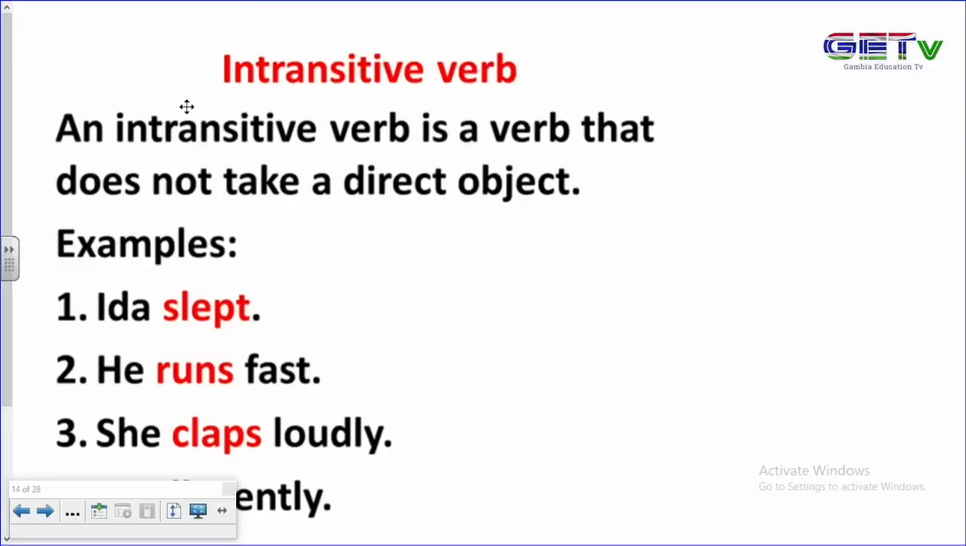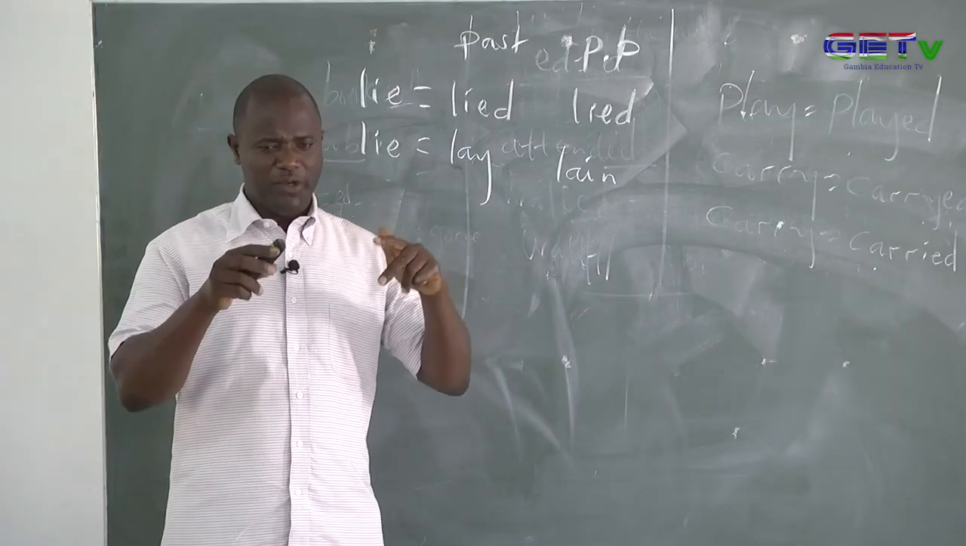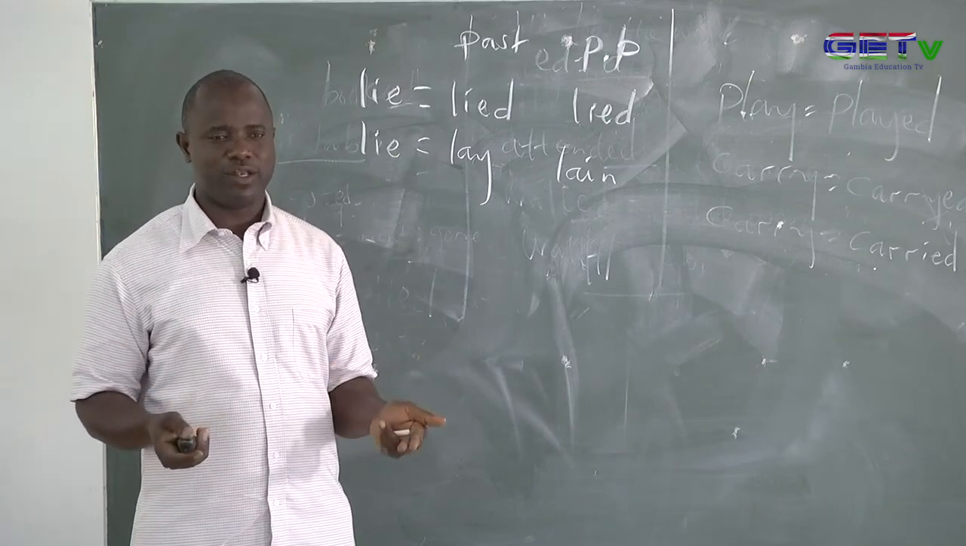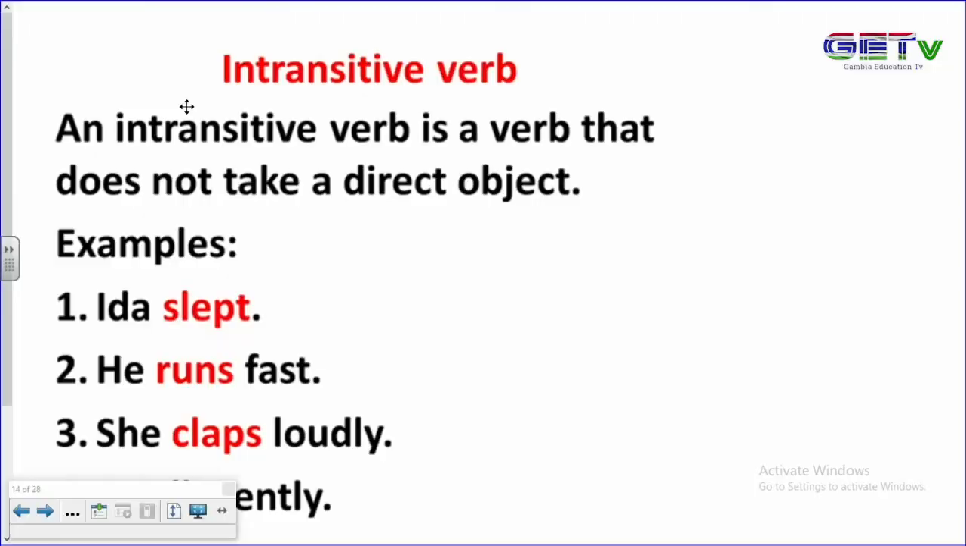Intransitive verb. An intransitive verb is a verb that does not take a direct object, meaning that the verb does not take an object. Therefore, we understand that not every verb takes an object. Some other verbs don't need an object at all. Let's look at the verb sleep. In the past tense here, slept. He slept. You cannot say he slept the bed. You said he runs fast. You cannot say he runs the road or he runs the highway. So these types of verbs don't take a direct object.